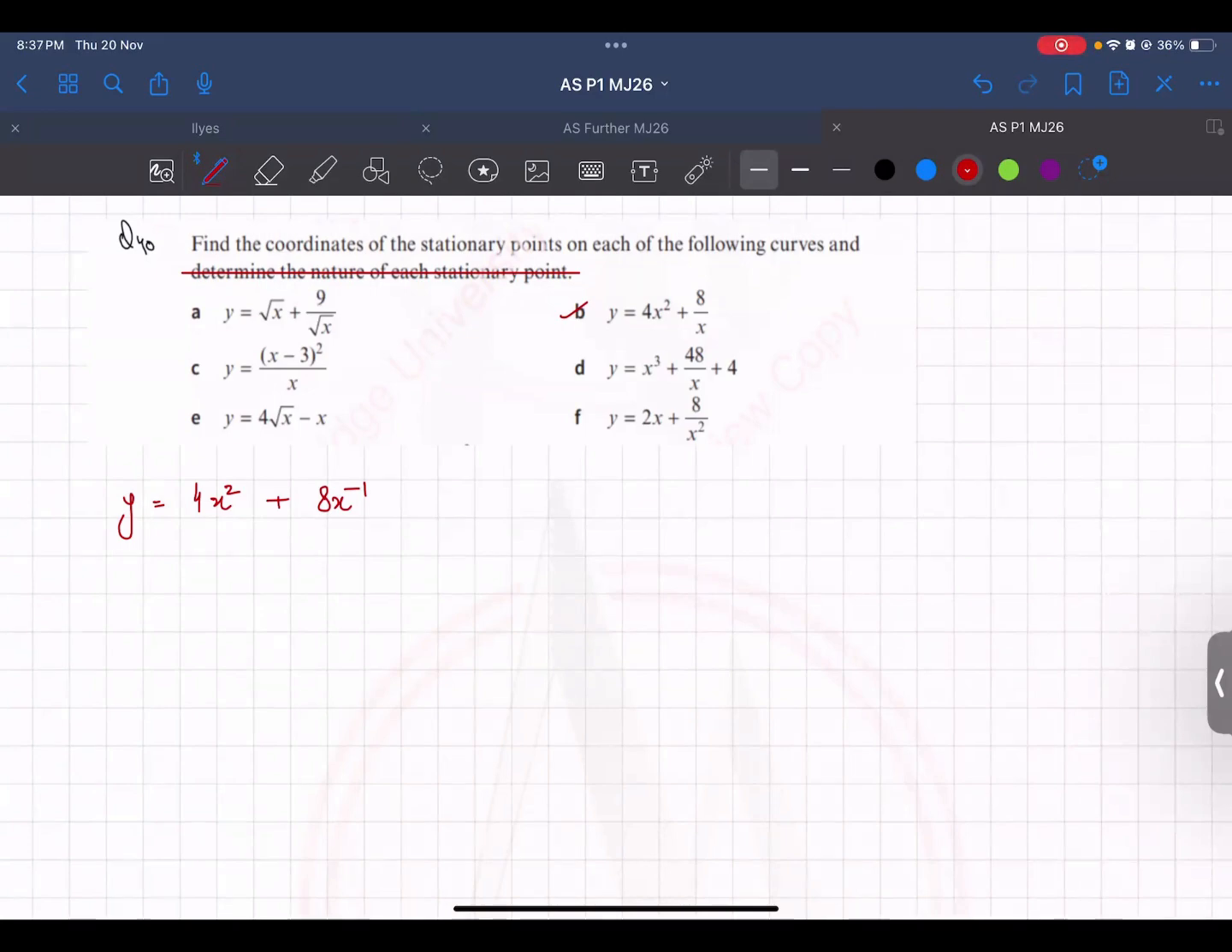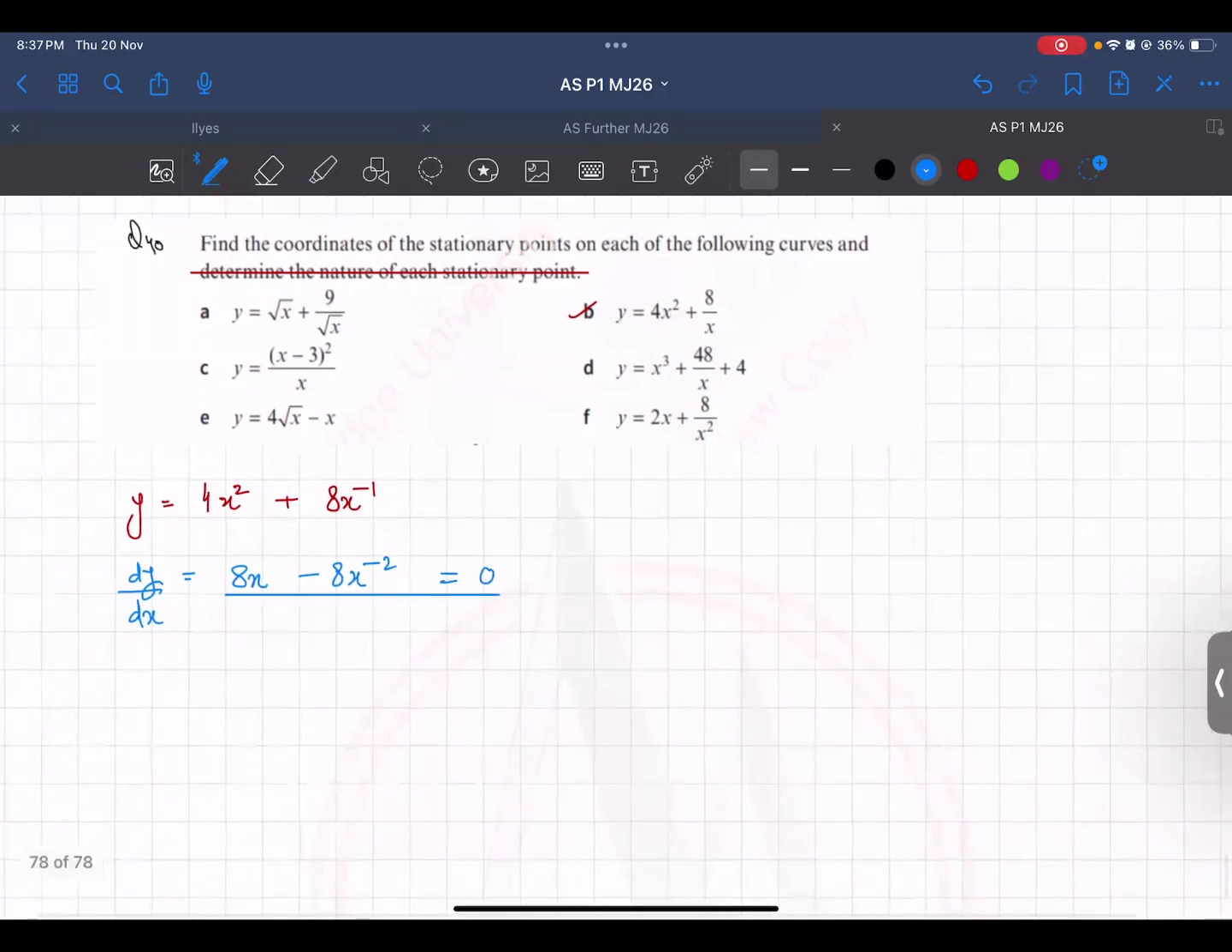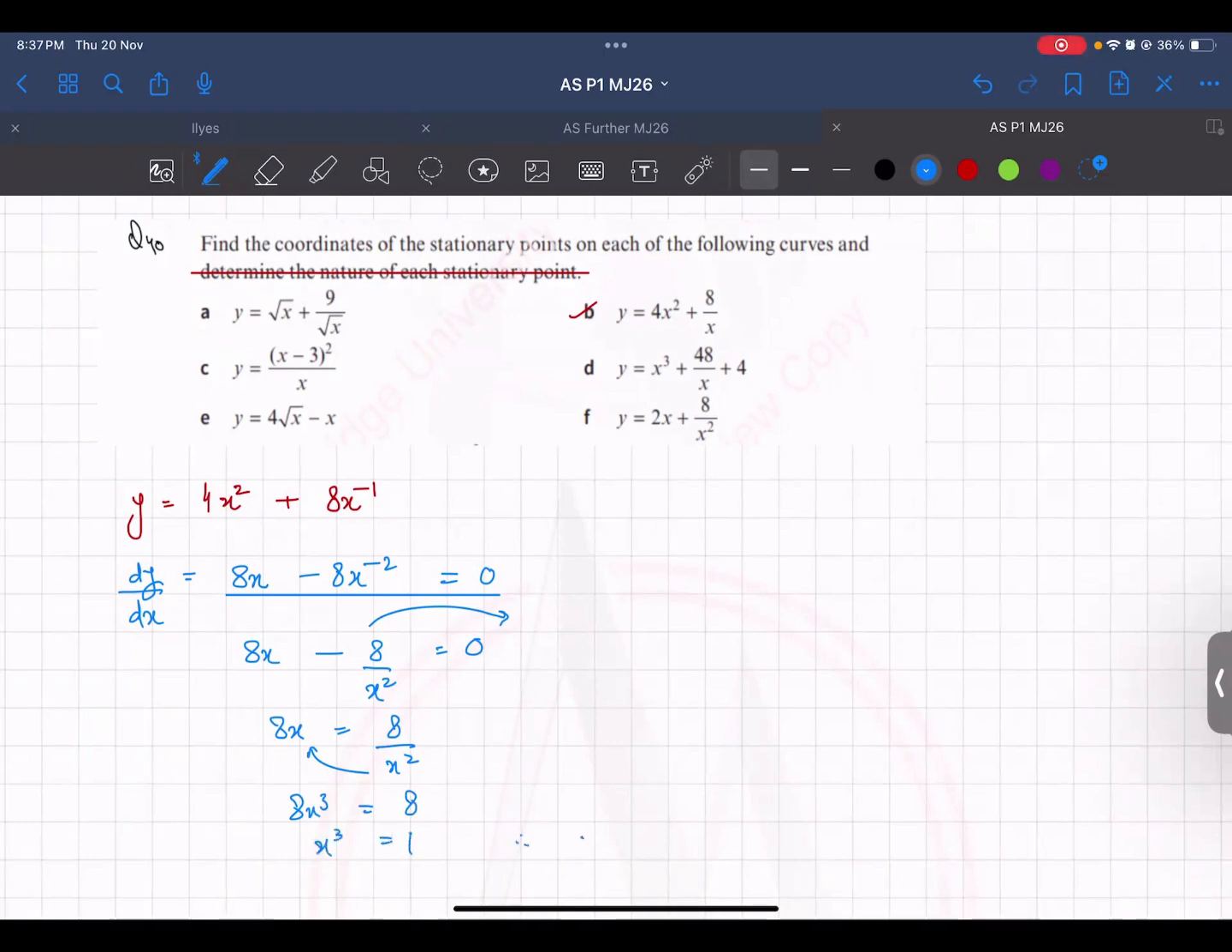Okay, so first of all, definitely differentiate. So this becomes 8x and minus 8x power minus 2. Power comes down and multiplies, and power reduces by 1. And then you would set this to 0 because you want the turning point. So 8x minus 8 upon x square is equals to 0. You can move this over there. 8x is equals to 8 upon x square. X square would go over there, multiply. So 8x cube is equals to 8. X cube will be equal to 1, and therefore your x comes out as 1.